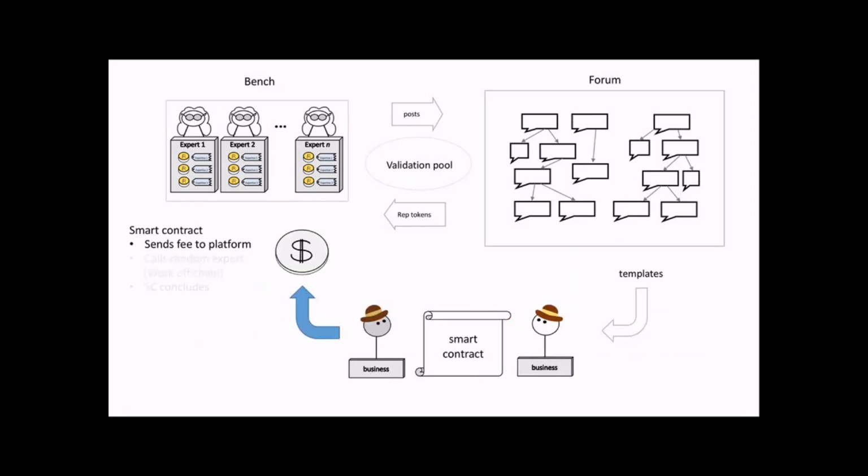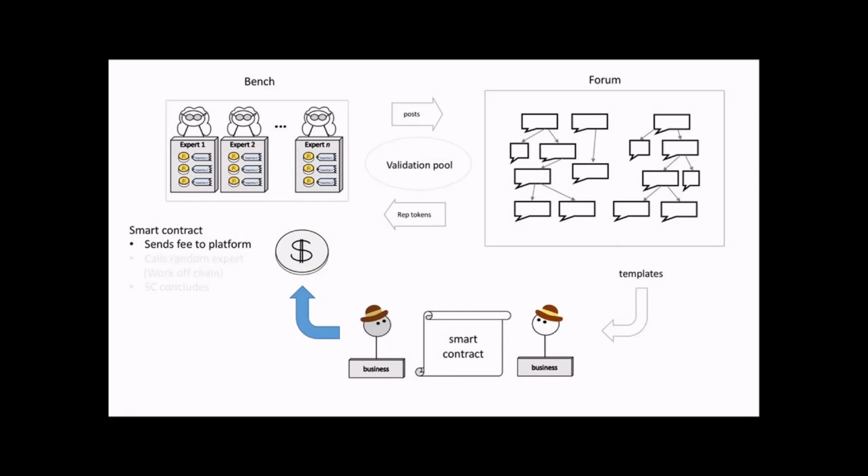So they get those templates from the forum, and then they'll engage the smart contract they find there. And the business smart contract that the public uses is different. That's the second contract, different than the validation contract. That business smart contract will encumber the fees from the users, from the customers, and they'll send that fee to the platform, okay, to the DAO.